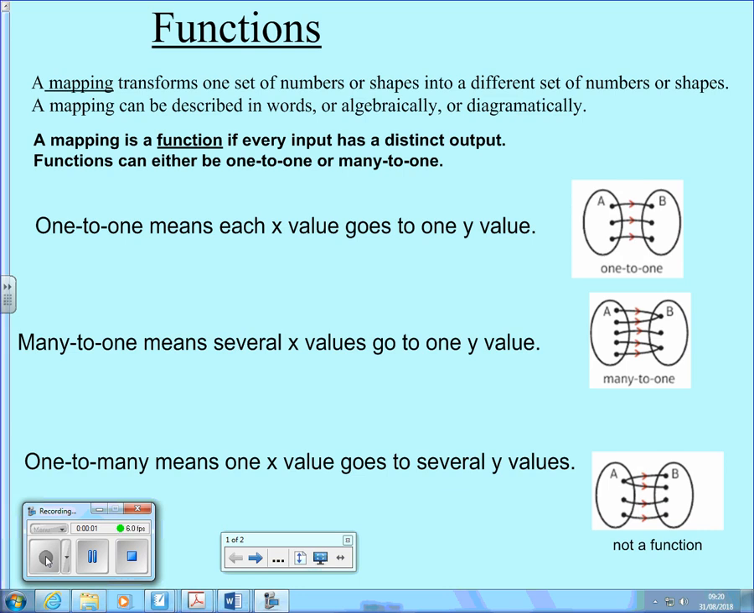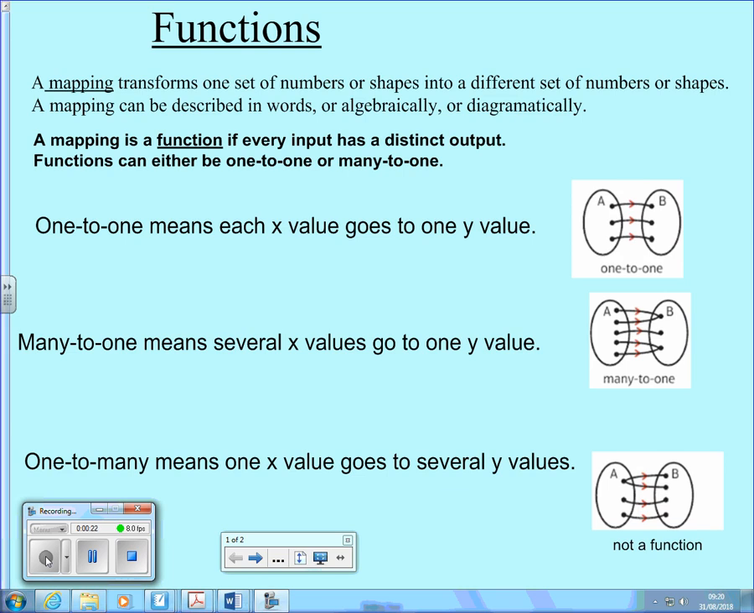A mapping transforms one set of numbers or shapes into a different set of numbers or shapes. A mapping can be described in different ways, in words or algebraically or diagrammatically. A special kind of mapping is called a function. This is the case where every input has a distinct output.